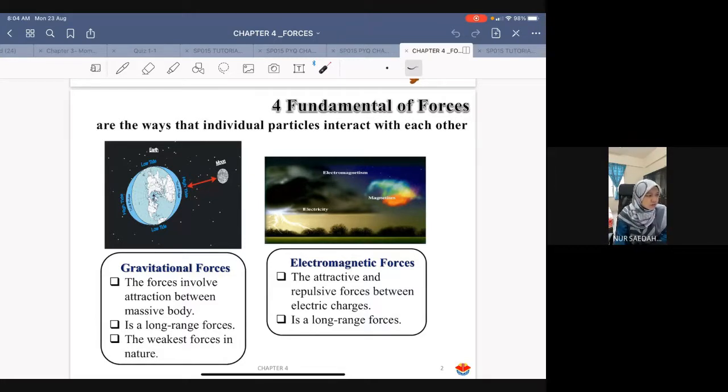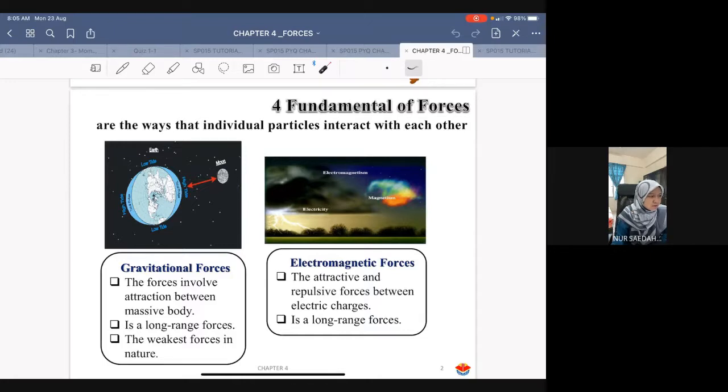Okay, so the first one is gravitational force. Gravitational force is the force that attracts all bodies that have mass. So dia akan tarik semua body yang ada mass. So itu adalah gravitational force. It's a long range force. Okay, walaupun jauh objek tersebut masih lagi boleh tarik lah. Maksudnya contohnya adalah matahari. Okay, so it's the weakest force in nature. By the way, gravitational force is the weakest force in nature.